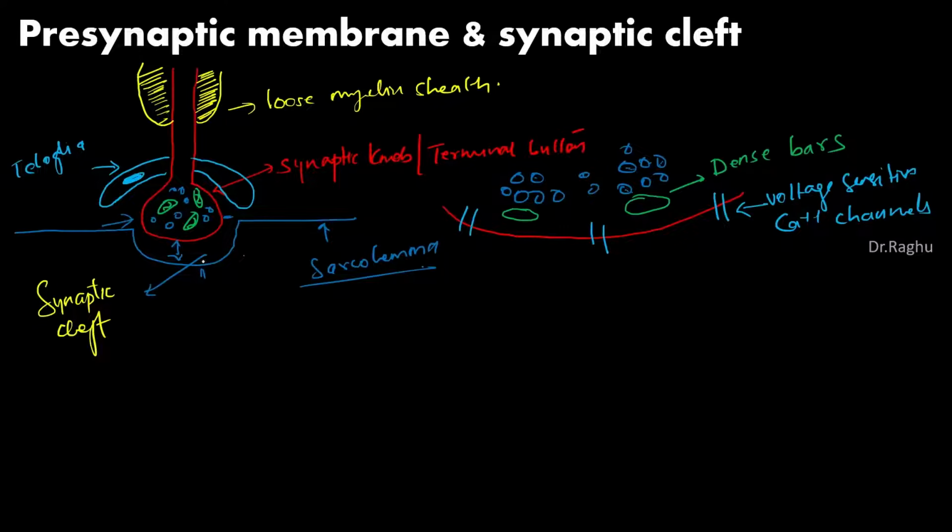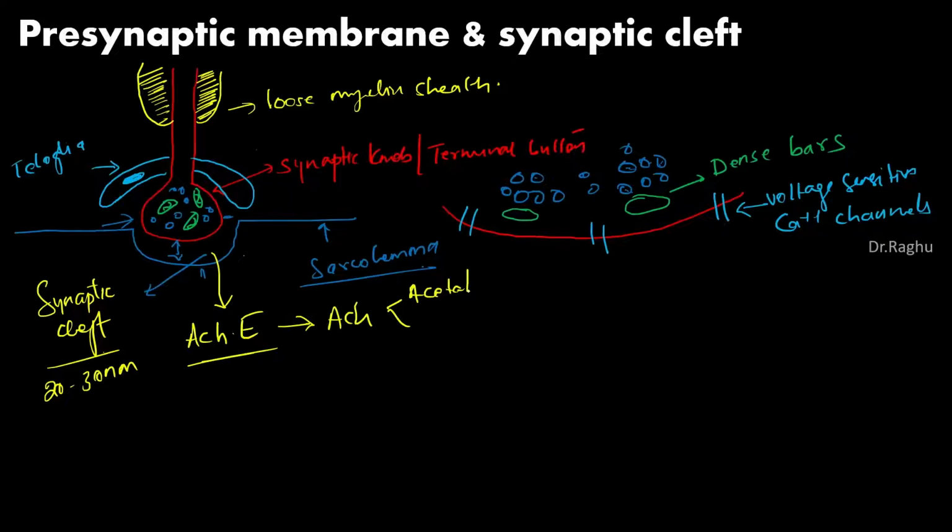Okay, and this cleft is around 20 to 30 nanometers wide, and it contains a very important enzyme called acetylcholine esterase. The function of this acetylcholine esterase is that it helps in breaking down the acetylcholine into acetate and choline, and this acetate and choline are reutilized by the axon so that there can be synthesis of acetylcholine again.